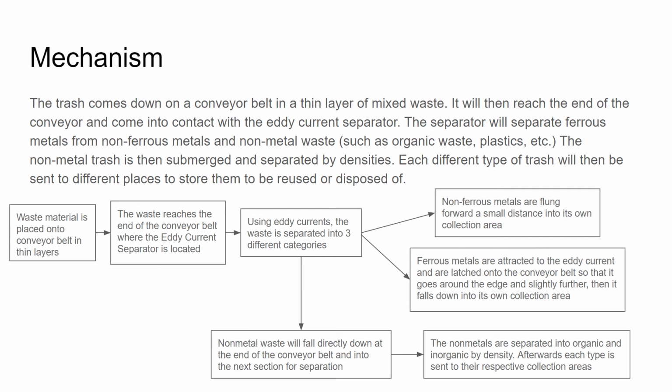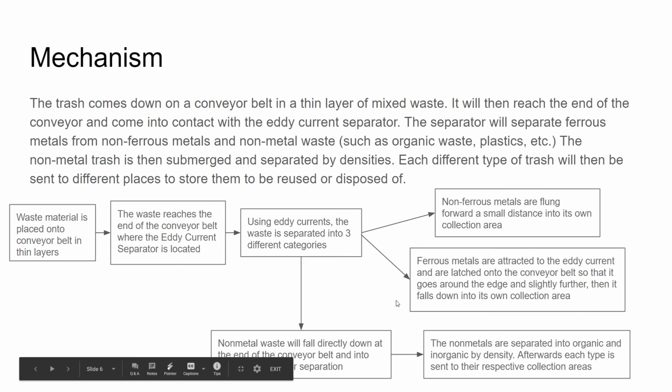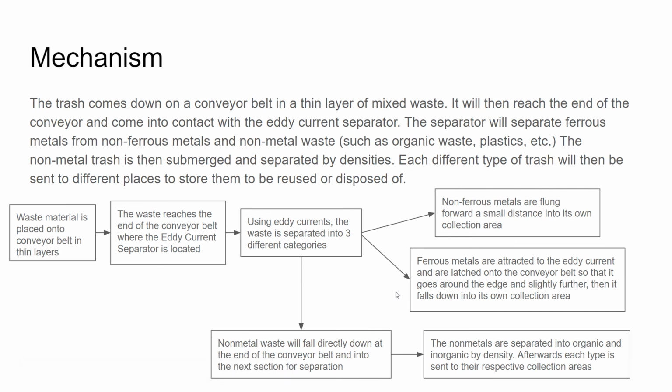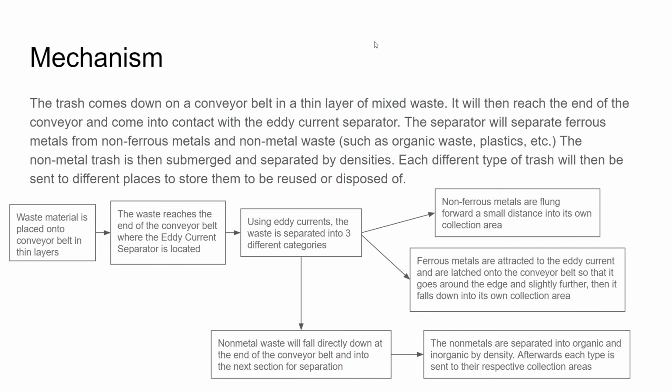So the first function of the eddy current separator is actually only to separate metal waste from non-metal waste. And the non-metal waste, or the non-metal trash, is then submerged and separated by density, which is done by the water filter, which is seen here. And each different type of trash will then be sent to different places for them to be reused or disposed of. And so this is the layout view of what's happening. Basically just summarizes the first paragraph.